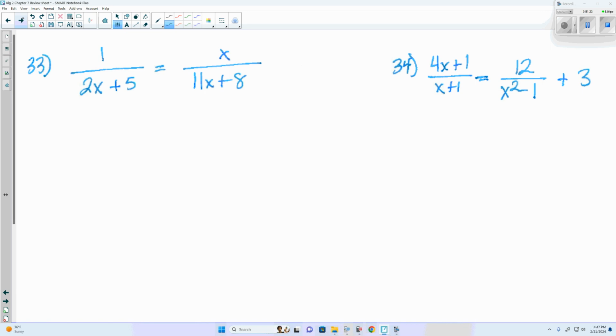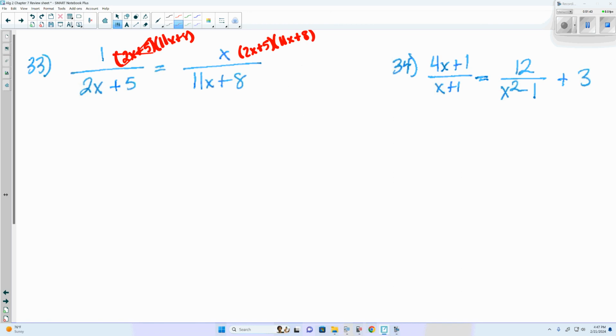All right, let's move on to 33. Now again, 33 is not going to have any restrictions. We're not even going to list them. So we're going to go on to our first step, which is to multiply by our 2 terms, our 2x plus 5 and 11x plus 8.